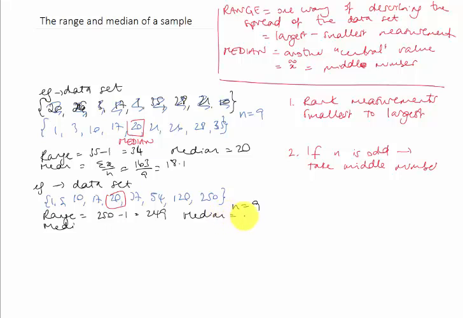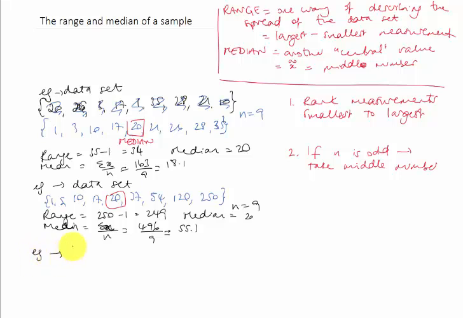Here the median is 20, so that's the same, and then the mean is quite different though. Sorry, sum of x over n. So in this case that gives us 496 over 9, which is 55.1. So the median is identical, but the range is much bigger, and also the mean is quite different.